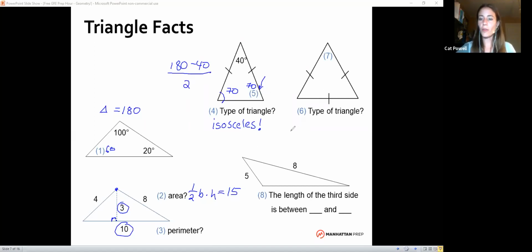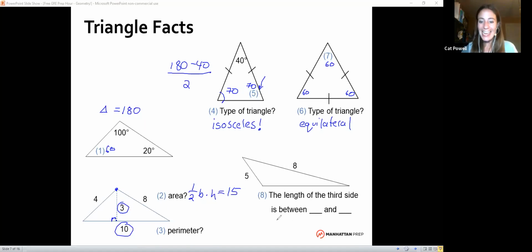Here, I have all three sides the same. We talked about this one. It's an equilateral triangle. And what are the angle measures in an equilateral triangle? Nice. Always 60 degrees. Awesome. Okay. And finally, I have a triangle.